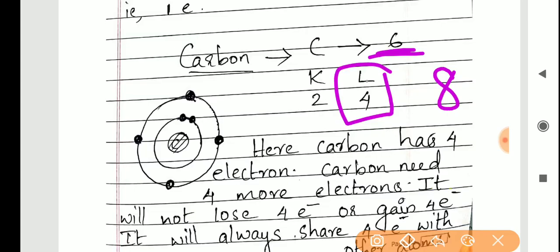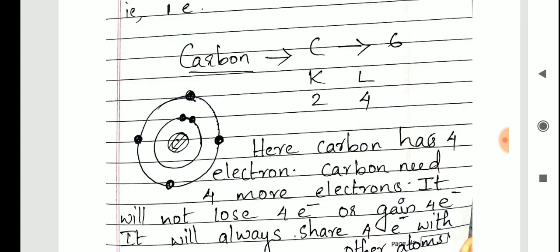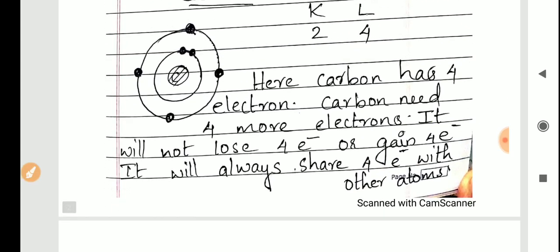Right. So what will it do? It will lose 4 electrons or gain 4 electrons. Both are the same number, no? Both are 4 and 4 only. So it is difficult to gain electrons and it is also very difficult to lose electrons. So what carbon will do is, carbon will always share 4 electrons with other atoms.